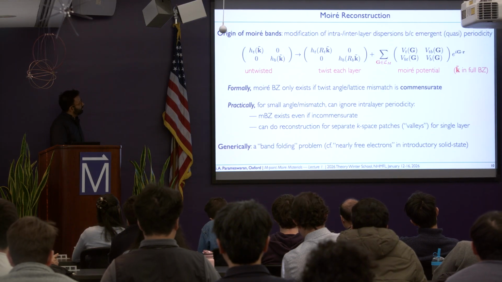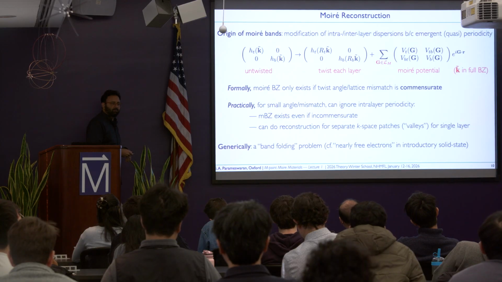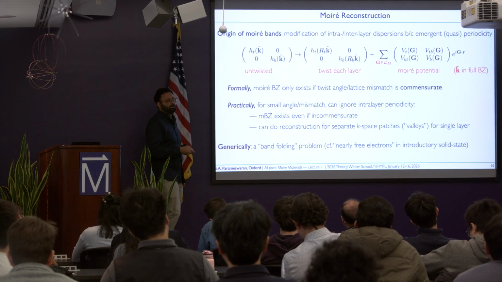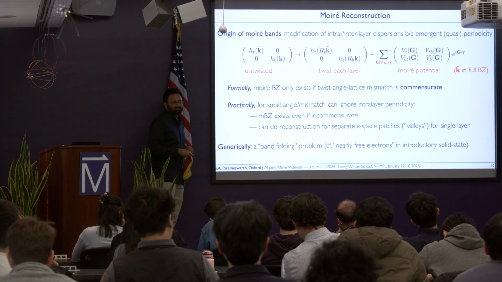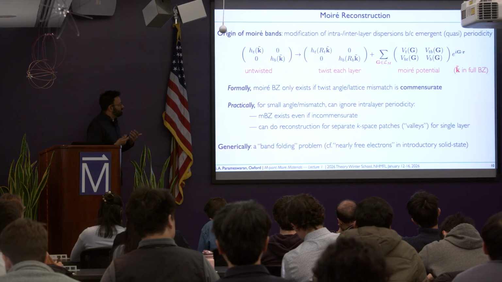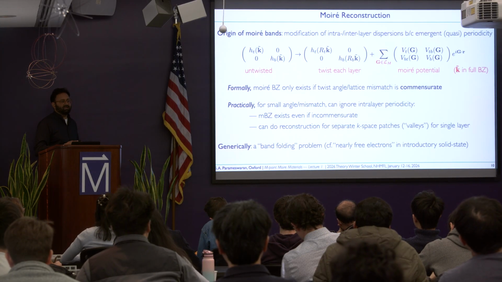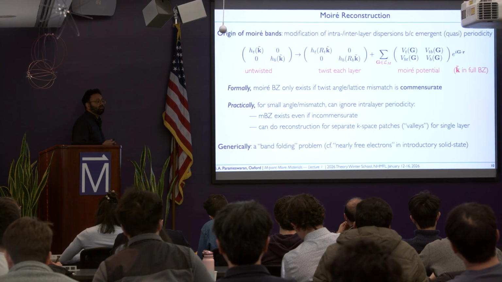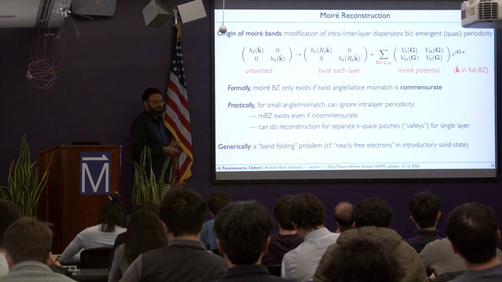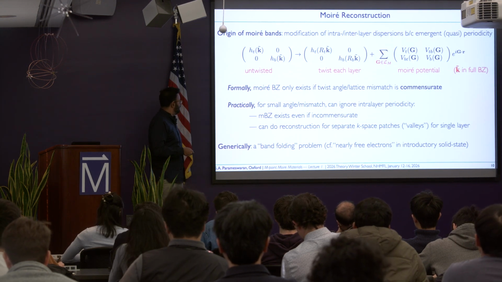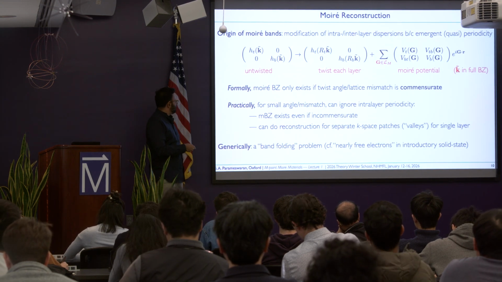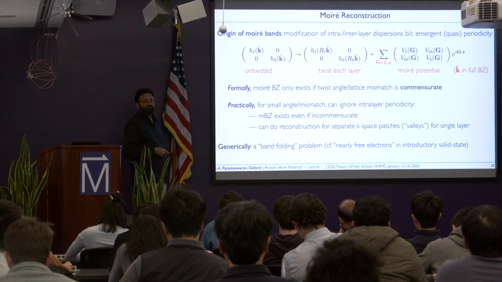So all moiré problems in this continuum model are really the old Ashcroft-Mermin solid-state problem of nearly free electrons, except that we start off with whatever we got from the individual layers. And then it's a band folding problem. This allows us to define a notion of a moiré-Brillouin zone.